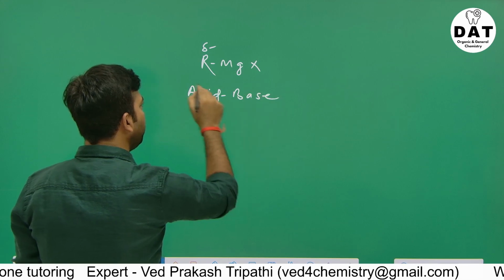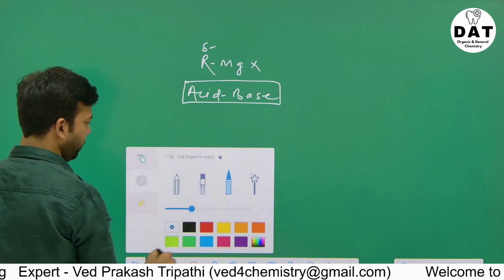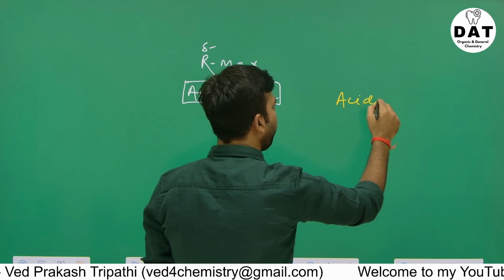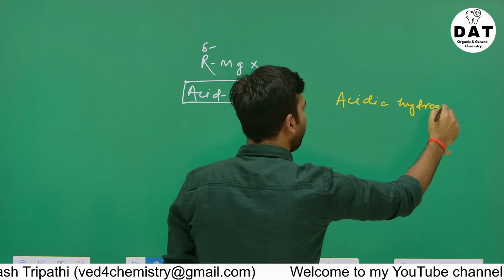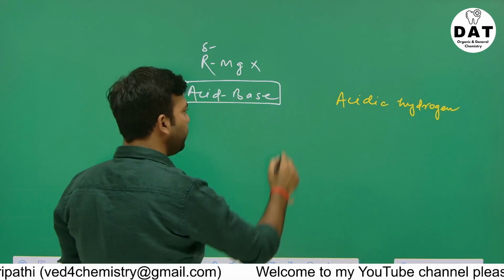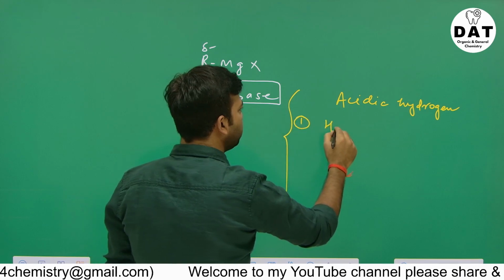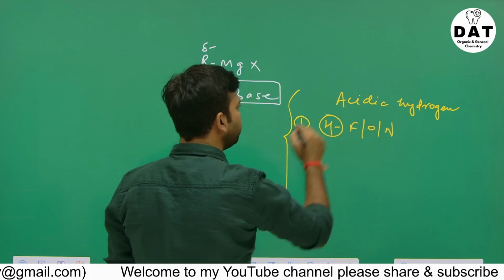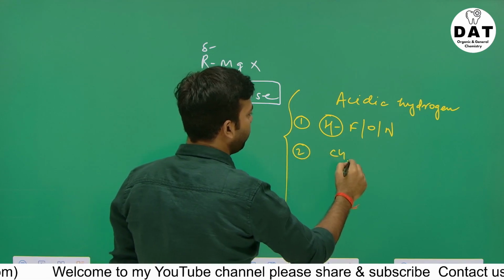So first of all you should know what is acidic hydrogen. What is acidic hydrogen? So here we have a few conditions. Condition 1, hydrogen must be linked with fluorine, oxygen or nitrogen, so this is acidic. Second condition, triple bonded carbons, hydrogen is acidic.